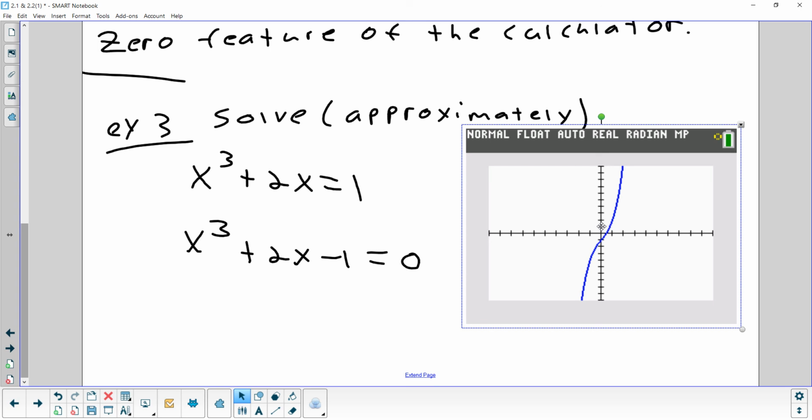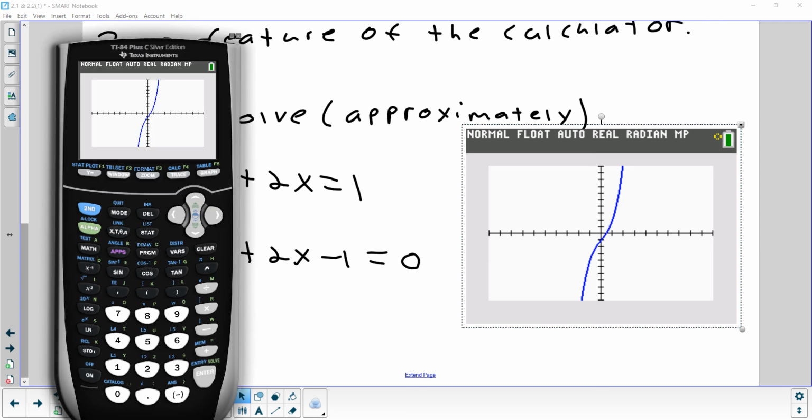Yeah? Around 1/2. It looks like it's around 1/2. I'm not really sure if it's going to be 1/2 or it's going to be like 0.47 or 0.52 or something like that. If it is 1/2, then we could do this without the graphing calculator. Let's see. I have a feeling it's probably not going to be exactly 1/2.